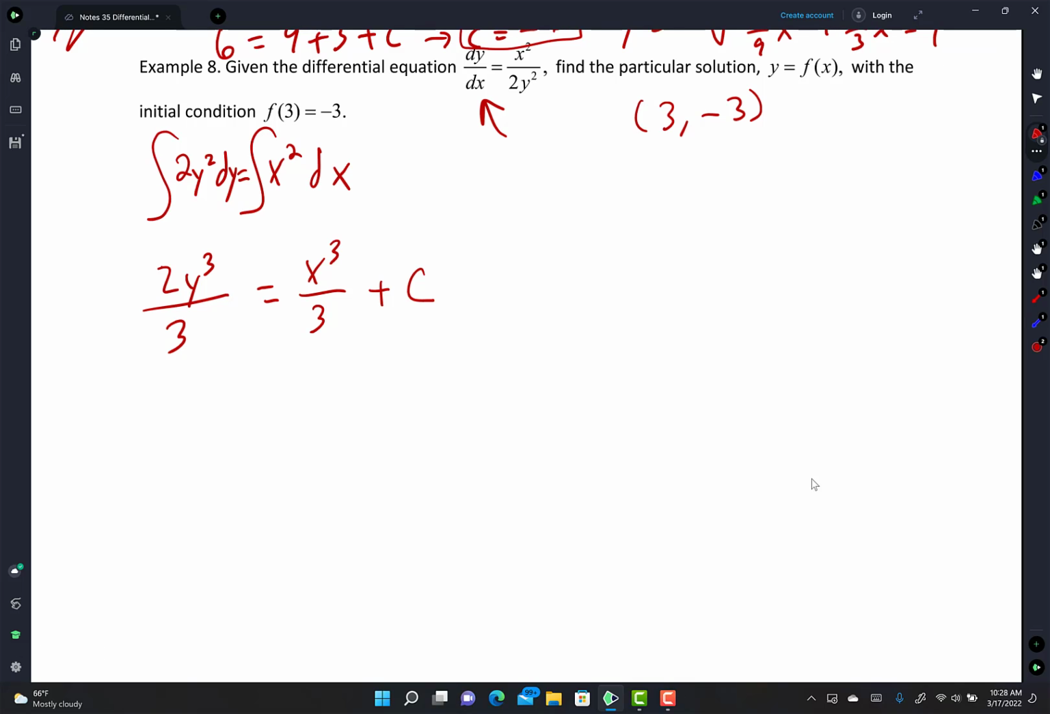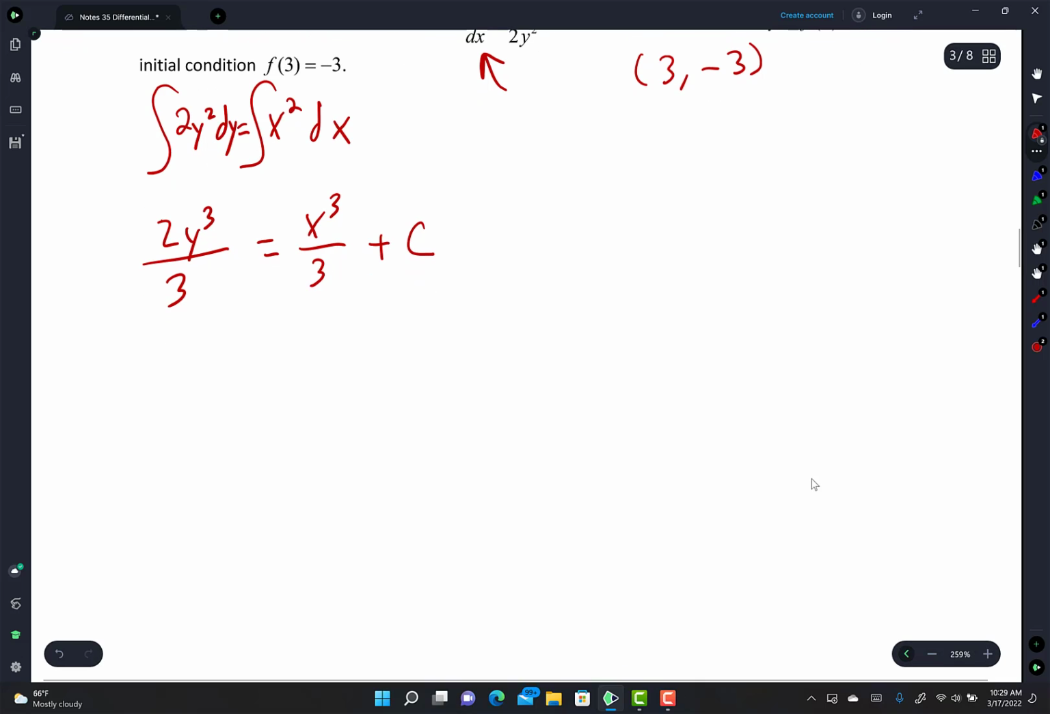You can do it that way too, but I would be careful because if you solve for y, it's going to be a cubic, and you'd have something plus c over 2. Then when you plug in the 3 and negative 3, you're going to have to get c by itself again. The whole point is to get c by itself, and right now, c is by itself. But yes, you should still get the same answer.